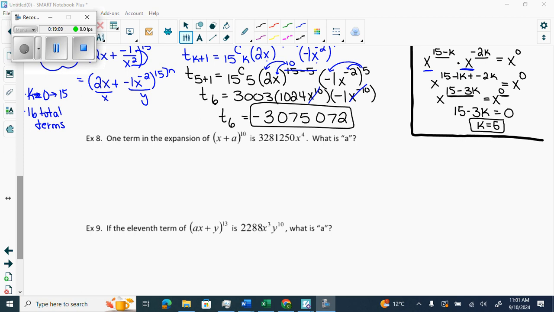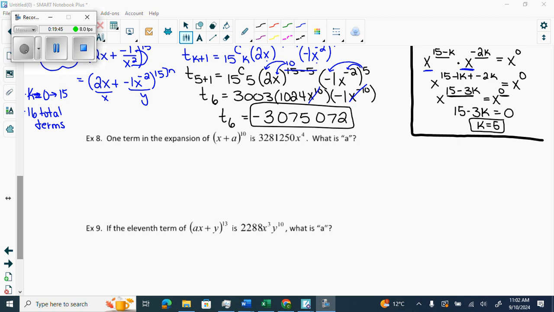Right? Well named. Okay. Example 8 and 9 are a little different because in the past I gave you the whole binomial. You had to solve for k, figure out what k is, and then give me an answer, correct? But for 8 and 9, I'm actually giving you the answer and we're missing part of the binomial. Let's see what we have here. One term in the expansion of x plus a to the 10 is this. That is the actual answer. They gave us the answer this time instead of asking for it, right? What is the value of a?